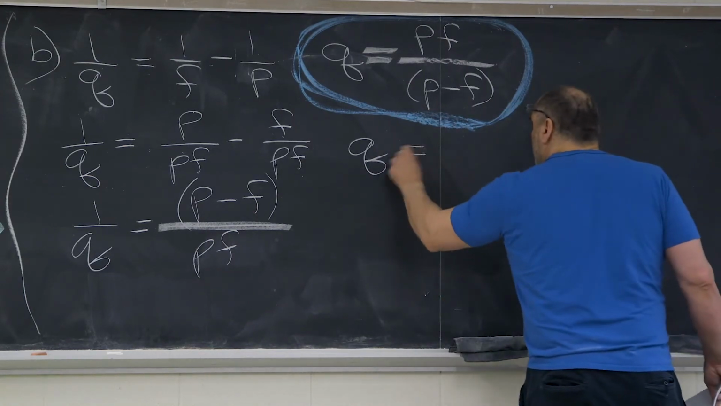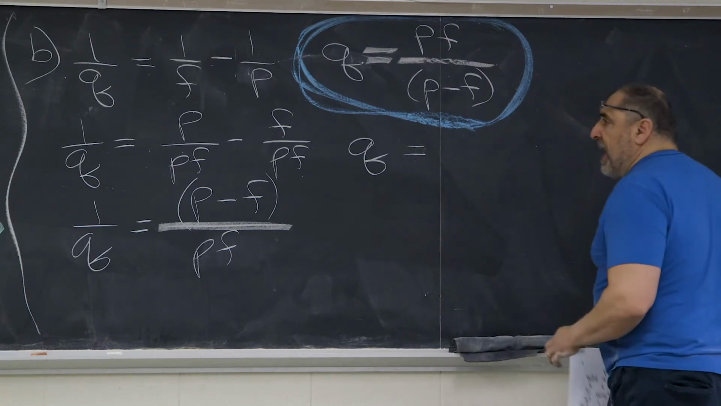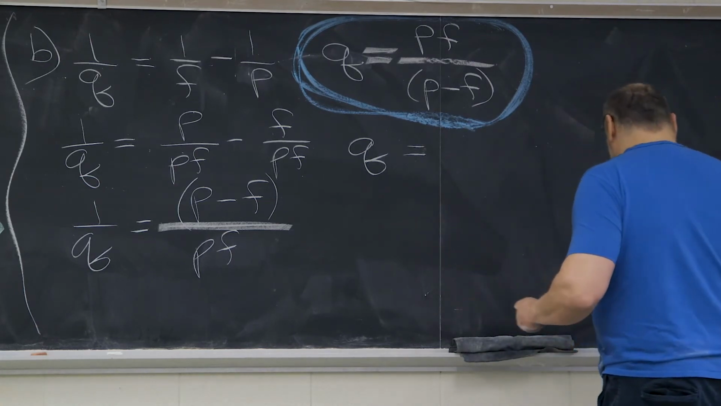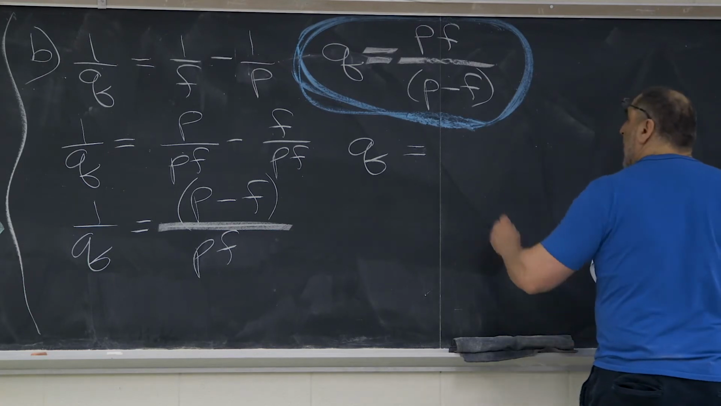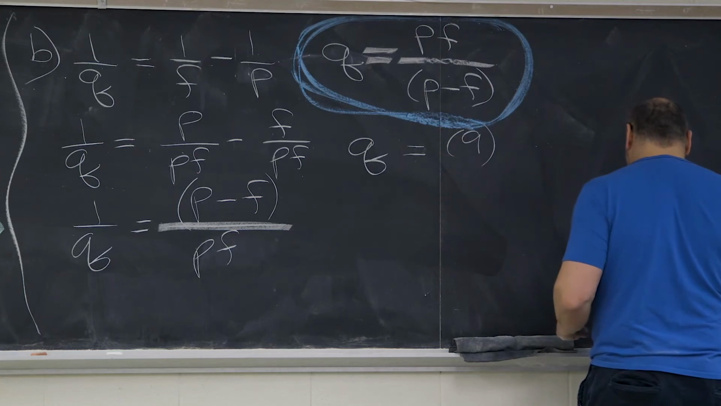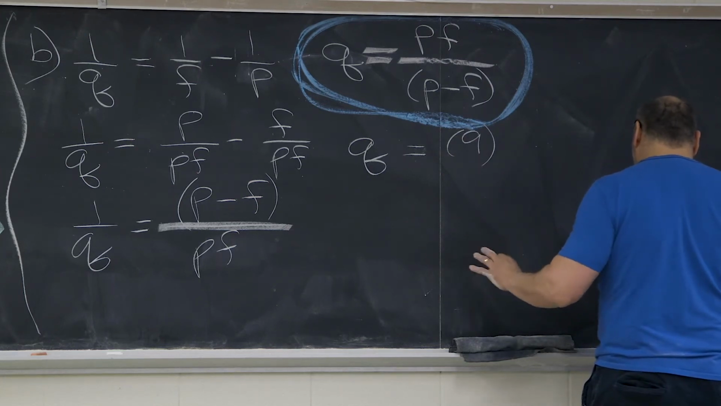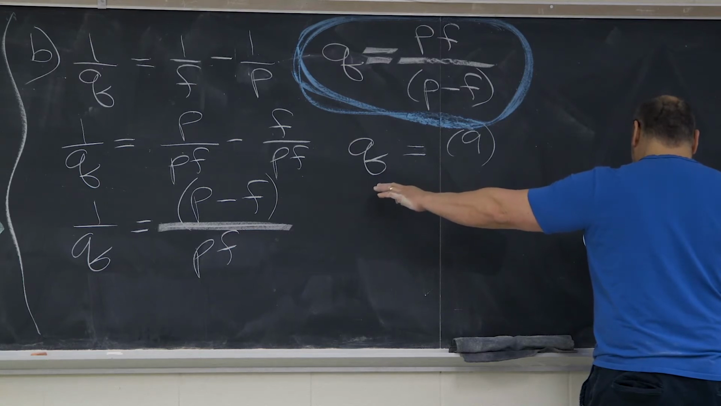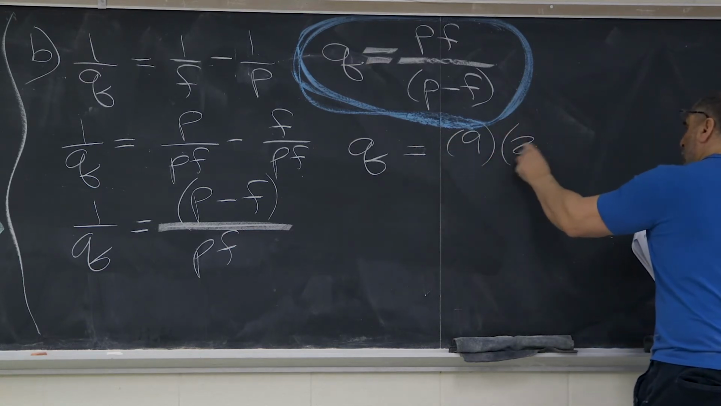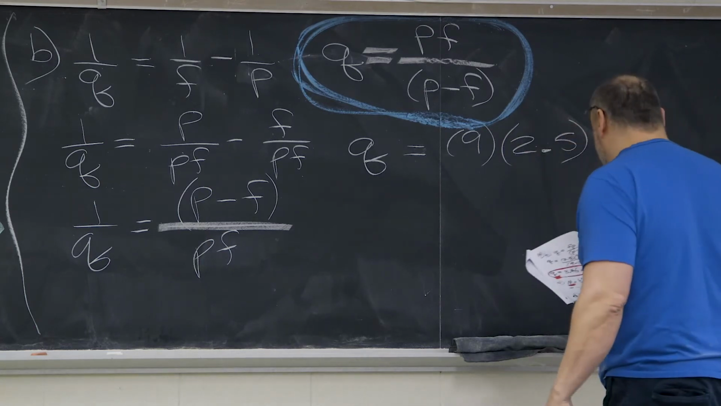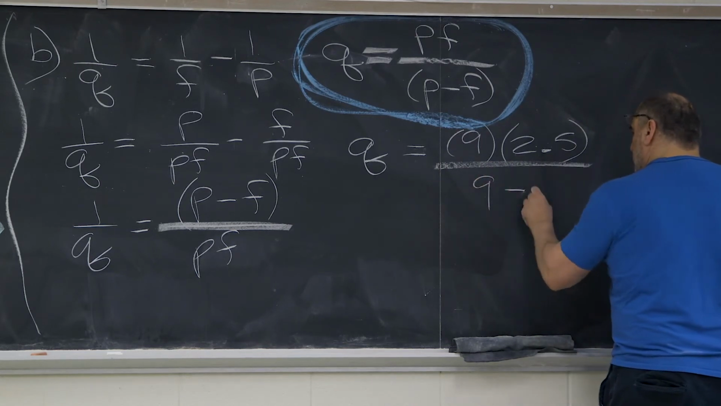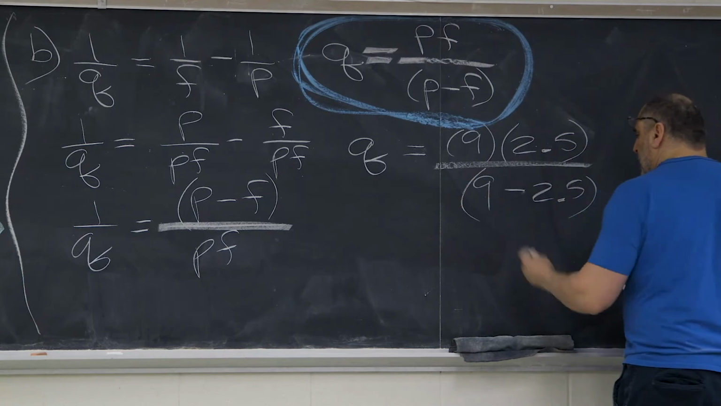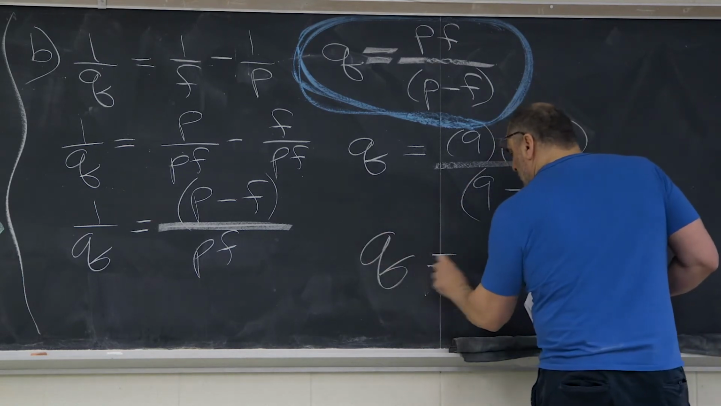Let's put the numbers in there. We discovered that the focal length is 2.5. P, they told us, and I have all of this in the notes, you guys, the object distance was 9 meters. The focal length was 2.5. And here we go, object distance, focal length. And there you go, it's going to get you there.